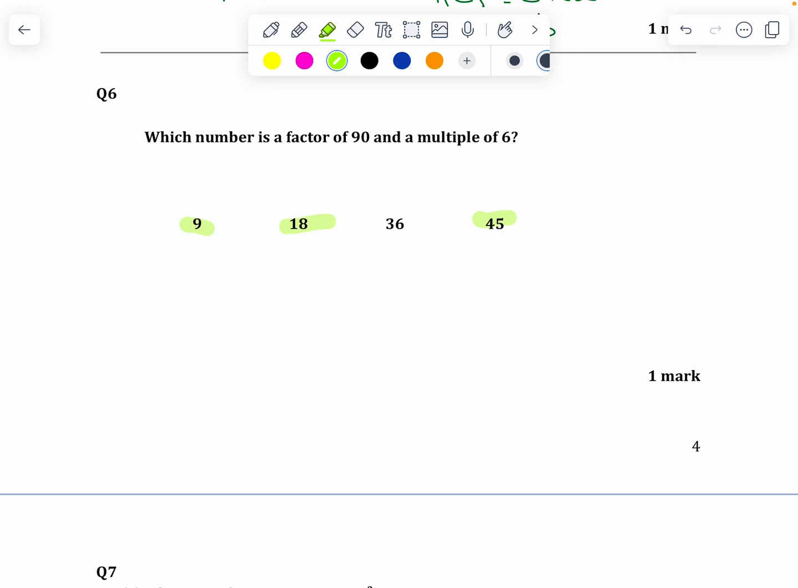So then you have to look and say, okay, which one of these is also a multiple of 6? This one is not a multiple of 6. 9 does not appear in the 6 times table. 45 does not appear in the 6 times table, but 18 does. So your answer is 18. So 18 is both a factor of 90 and a multiple of 6.